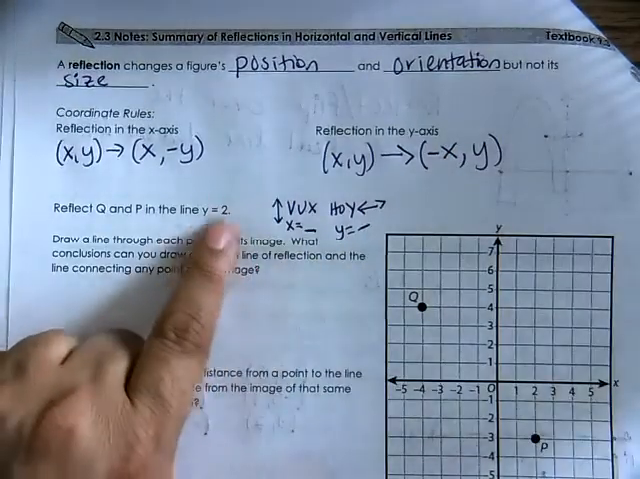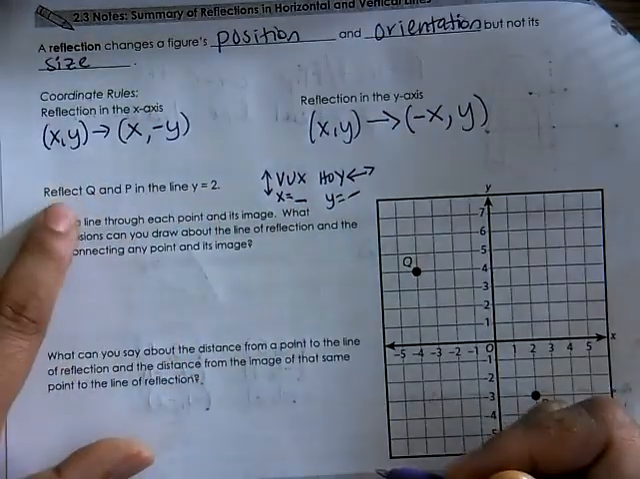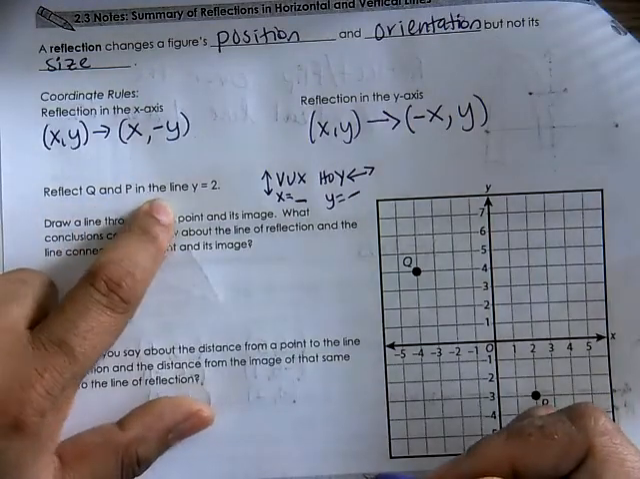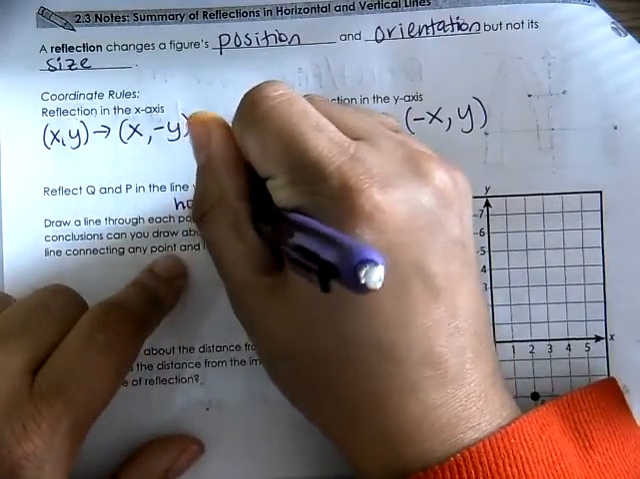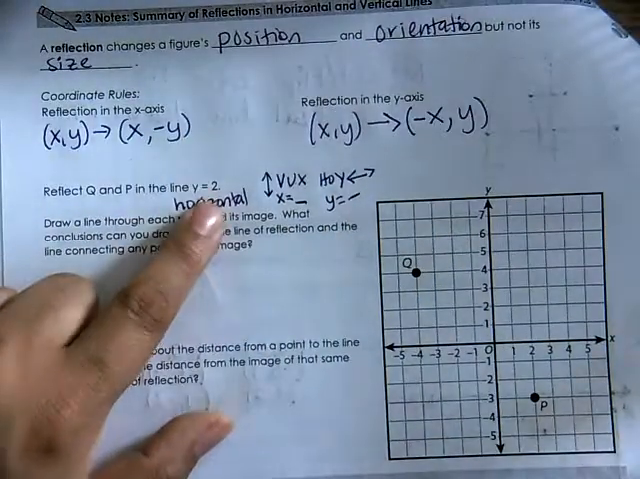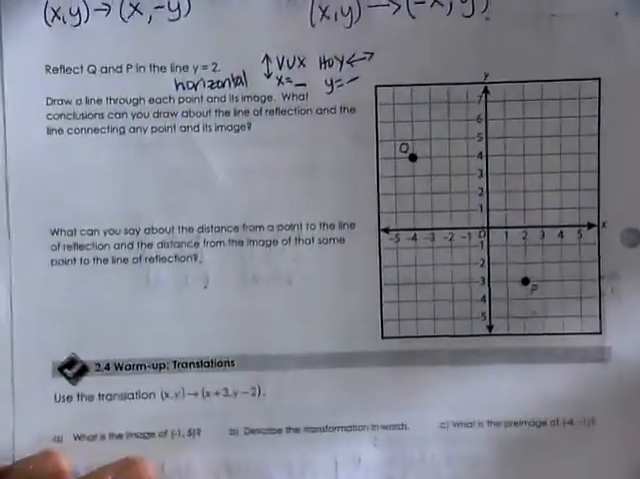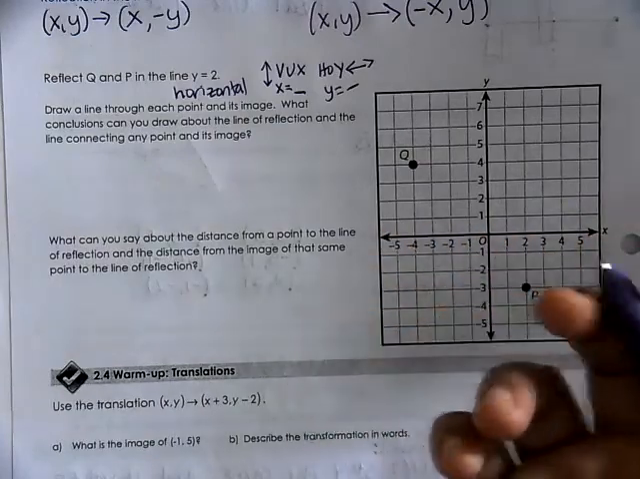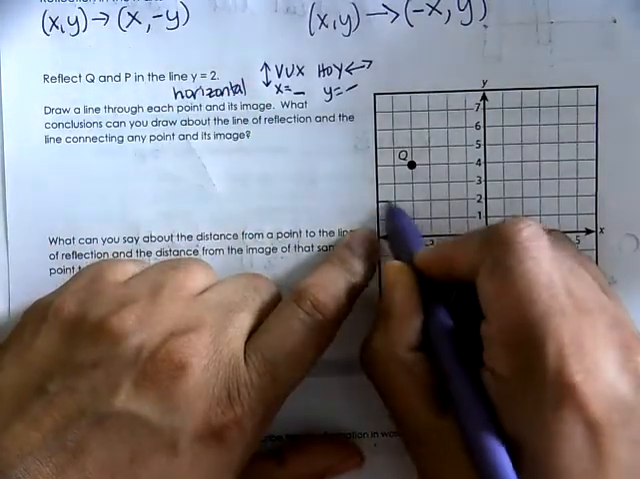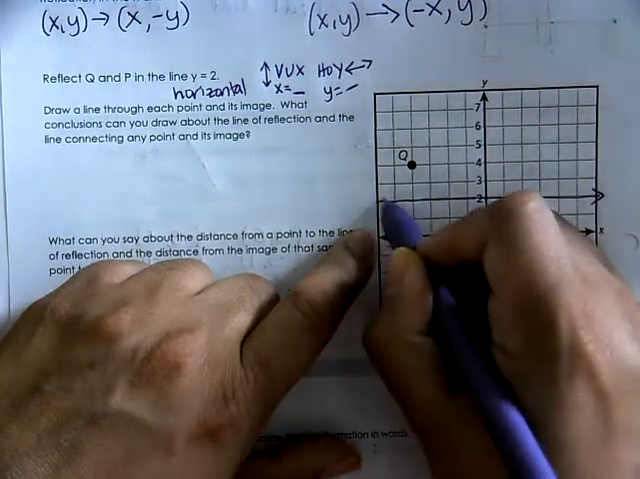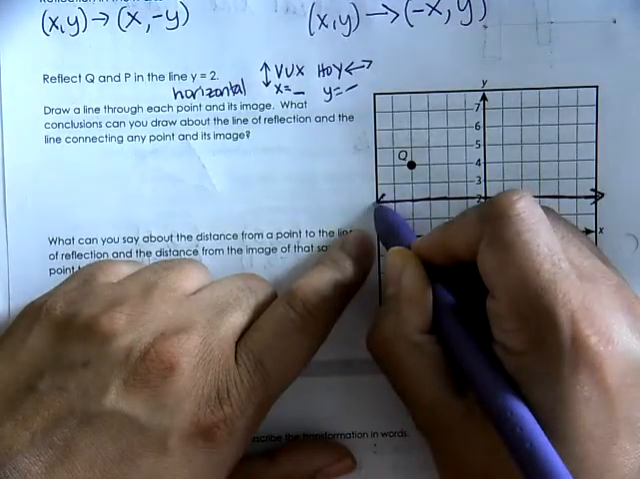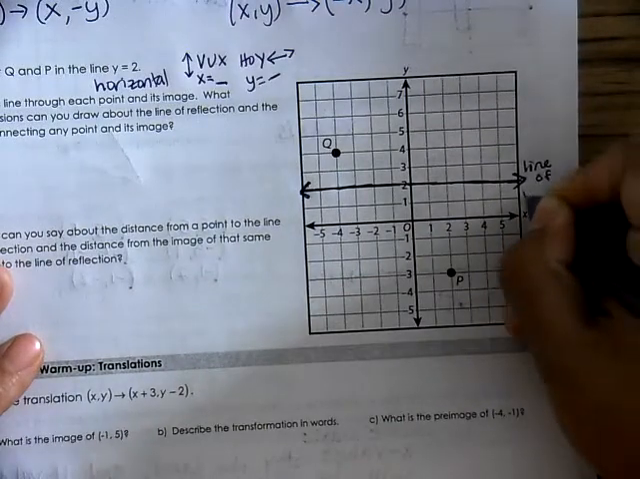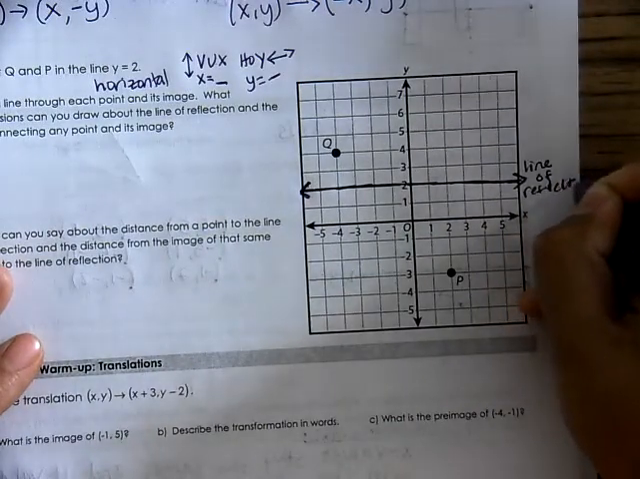Y equals a number. So if I see this equation off to the left here, where it says reflect point Q and point P in the line y equals 2, right away I know that line is horizontal. I need to draw a horizontal line at 2. So please make sure you do that part carefully first, because if the line is drawn wrong, then your whole reflection will be incorrect. So I want to draw the line y equals 2, and feel free to use a highlighter or markers or pens just to make sure you know exactly what the line of reflection is. There's my line of reflection. I'm going to label it here. Okay, reflection.